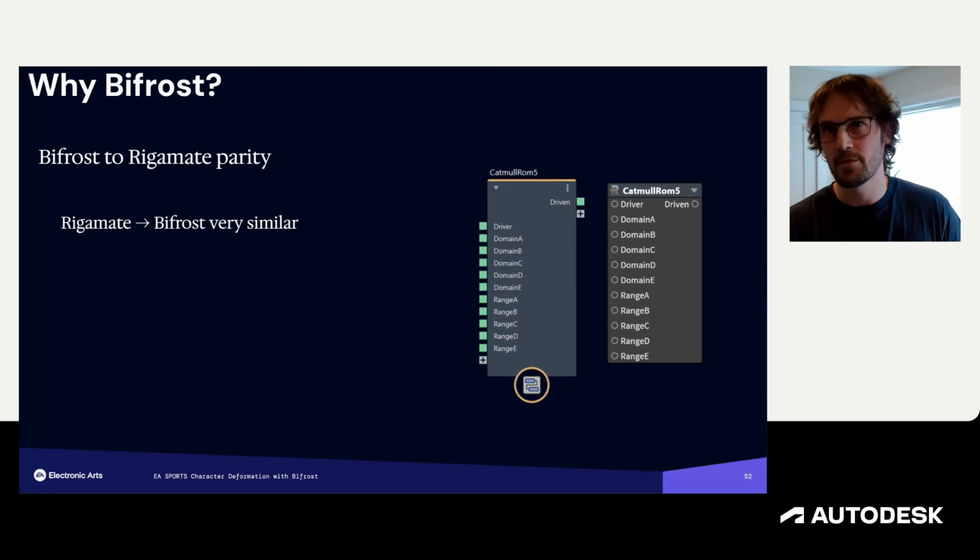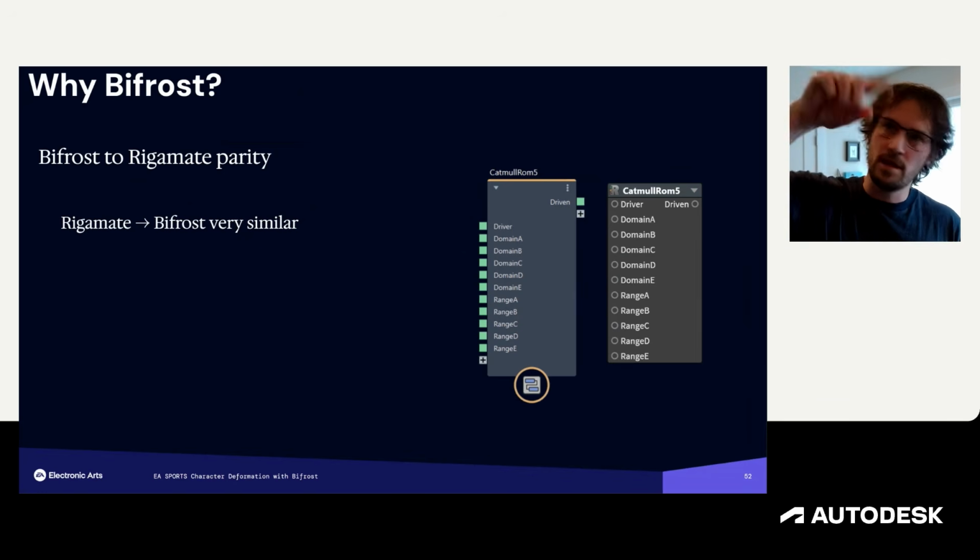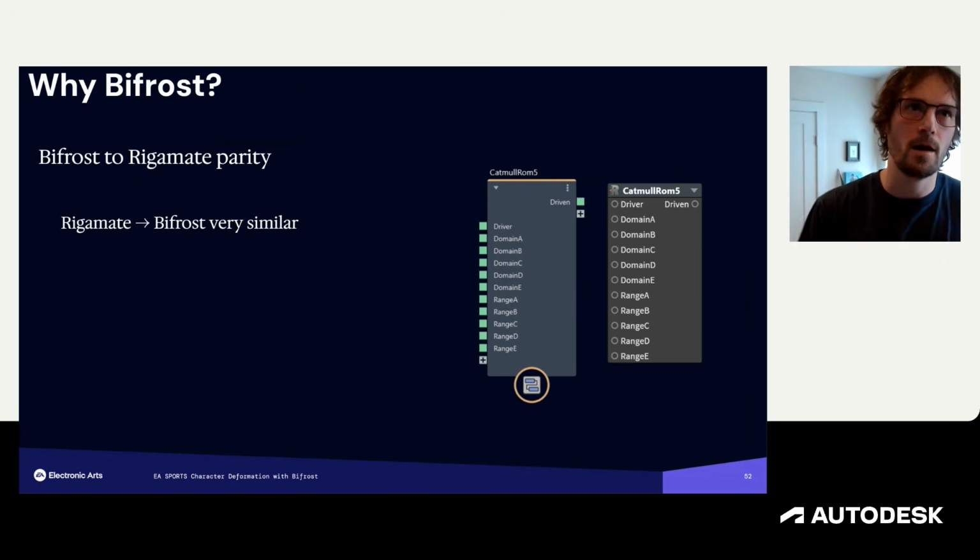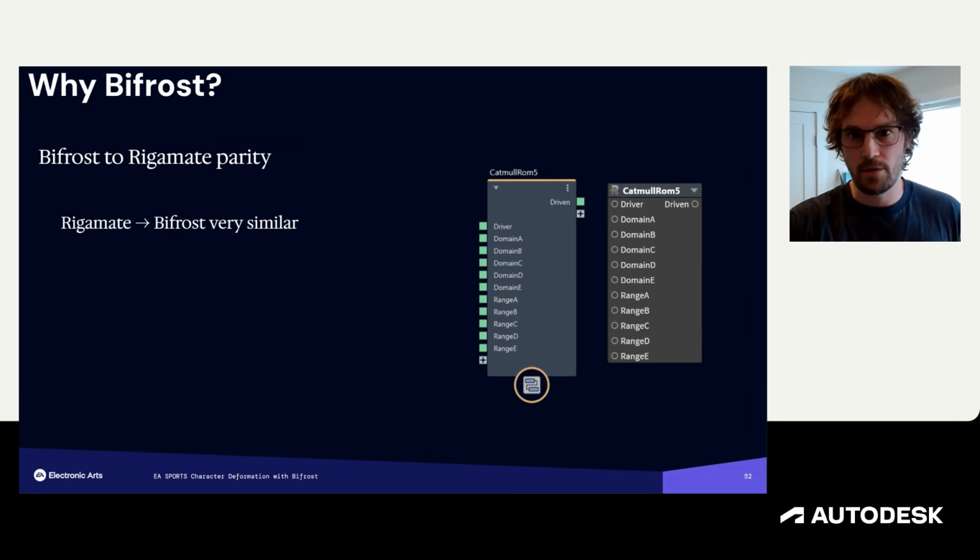Here's an example of a Catmull-Rom 5 node we have, as the driver changes between these domains, make something move through this curve. So we were able to recreate that, and, oh wow, okay.